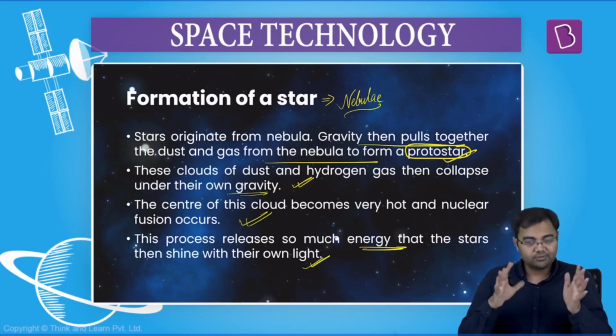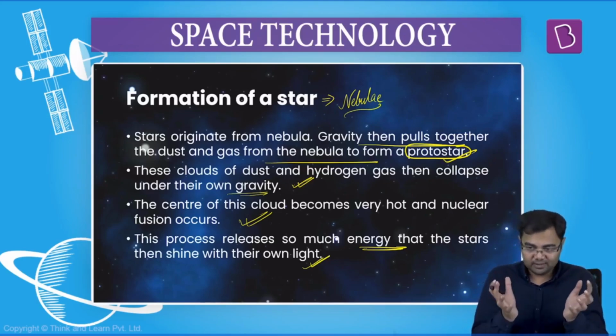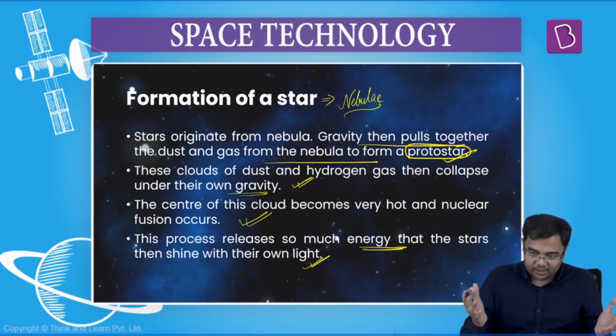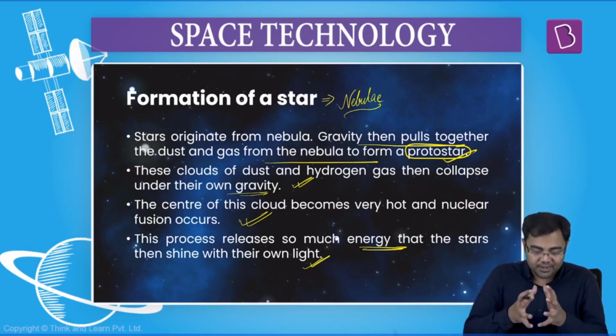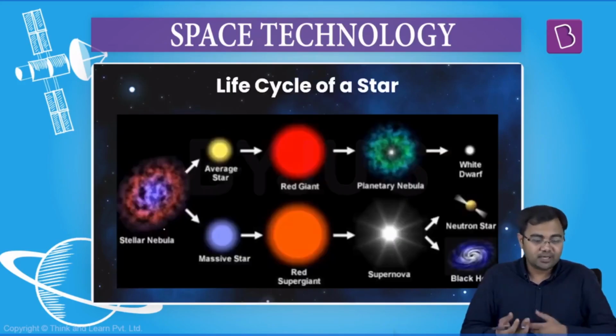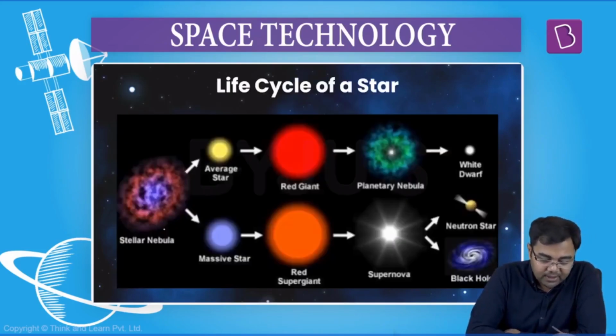So ultimately what has happened? First, nebula. From the nebula, they come together as a cluster, as a cloud. A protostar is formed. There is a core that has been formed. It has its own gravity. Because of that, it brings in all the things that are there in the surroundings, and ultimately star formation happens. All right. So this is how the formation of a star would happen.